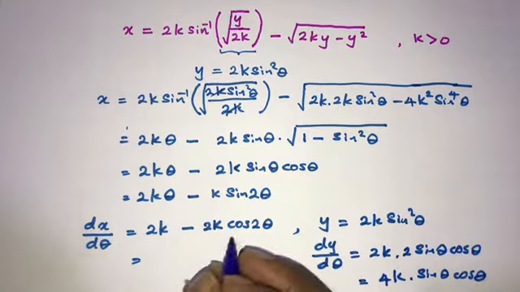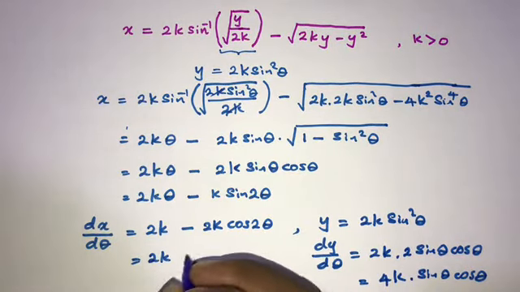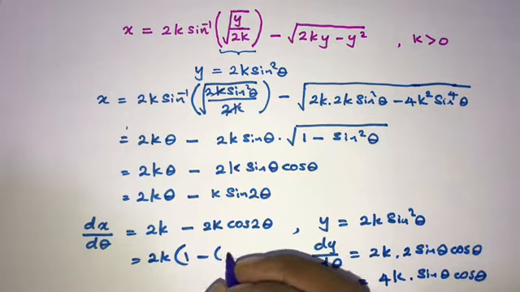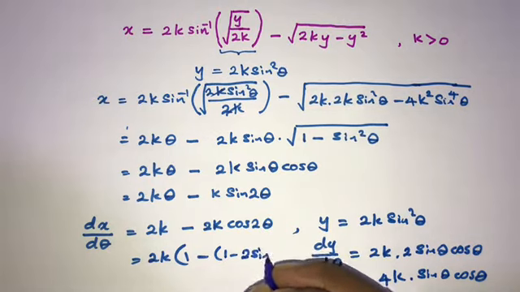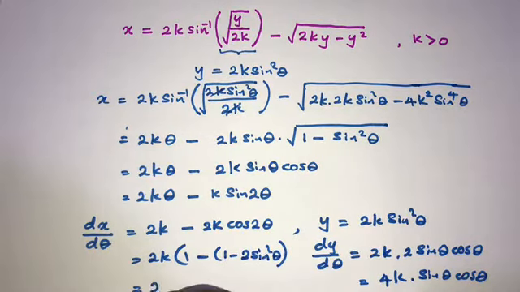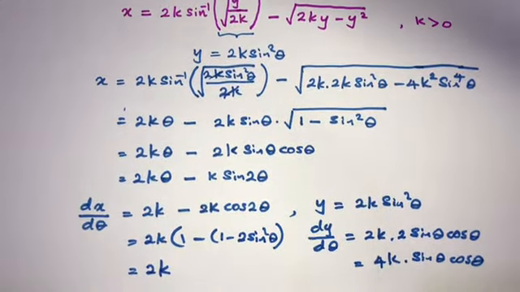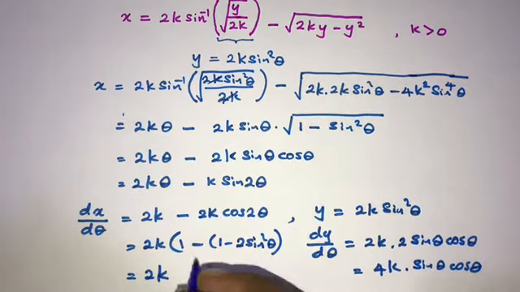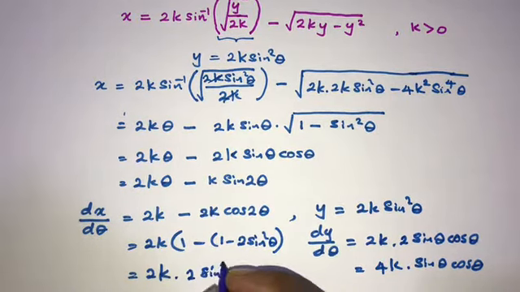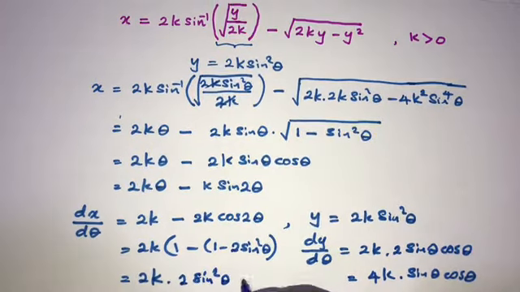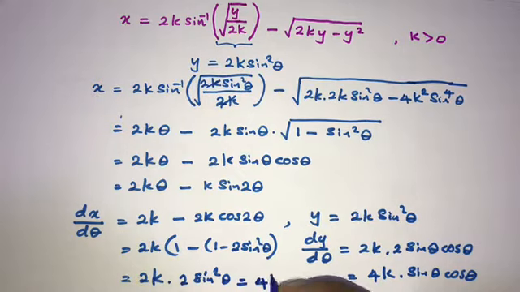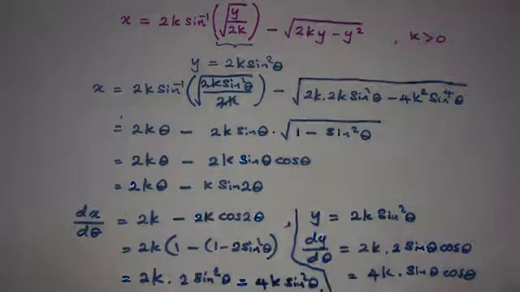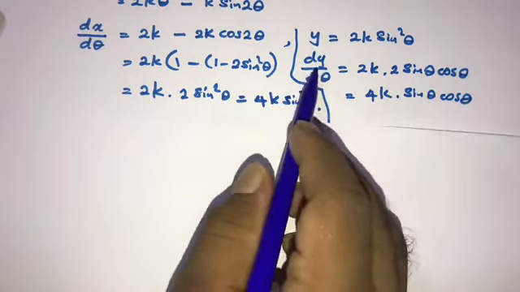Also we can simplify this, so 2 times k is the common factor, and 1 minus, now we know cosine of 2 theta is equal to 1 minus 2 times sine square of theta. So 2 times k, now 1 minus 1 get cancelled, and 2 times sine square of theta. So this is equal to 4 times k sine square of theta. Okay, now we know dx by d theta and dy by d theta.